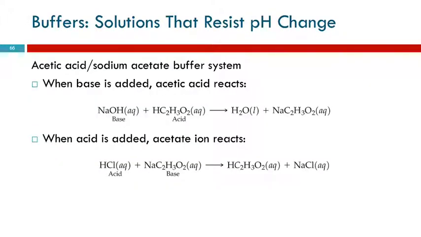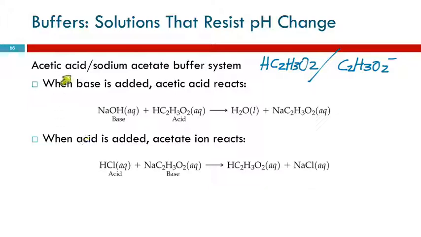So let's look at a buffer system. Acetic acid and sodium acetate. So this is a conjugate acid-base pair. So we've got HC2H3O2, that's acetic acid, and we have acetate ion. The difference between these two is a hydrogen ion. This is an acid. It's a weak acid because it's not one of the 6 strong acids.